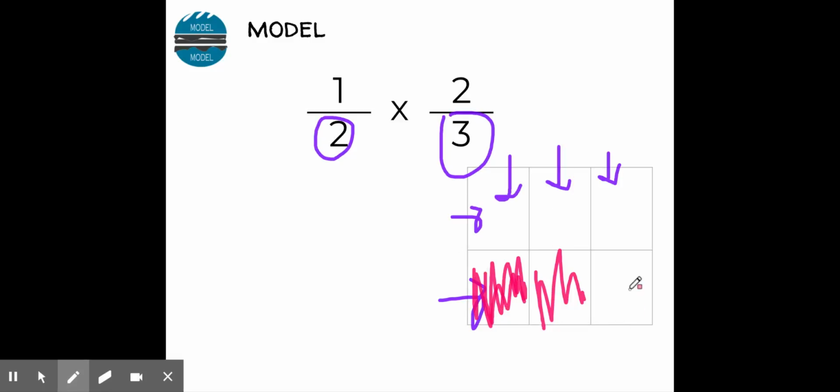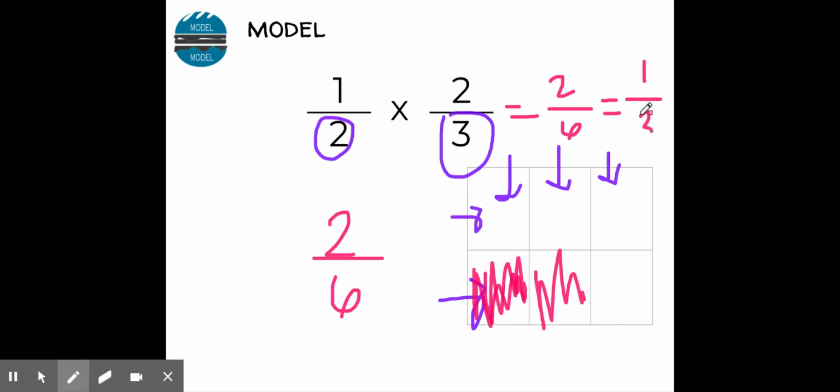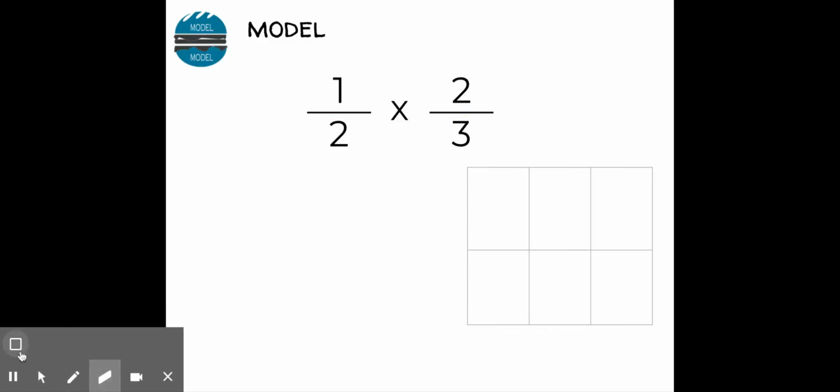This total model here has 6 sections. Out of the 6 sections, 2 are filled. So my answer is 2/6, but I need to simplify. 2 can go into 2 one time, and it can go into 6 3 times. So my answer is 1/3.